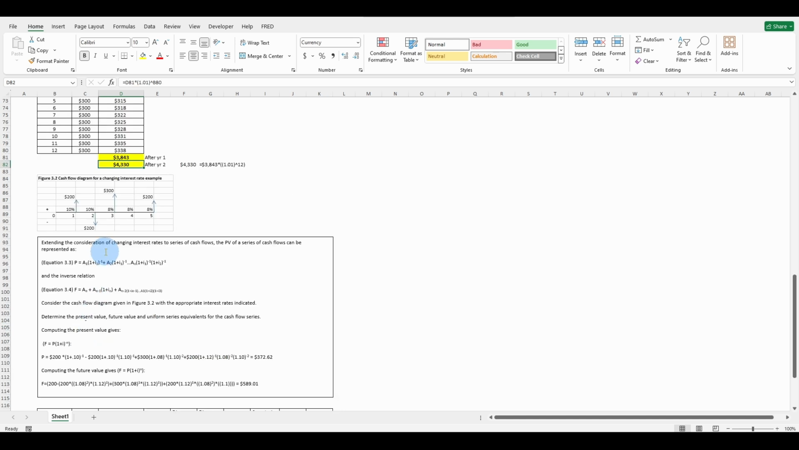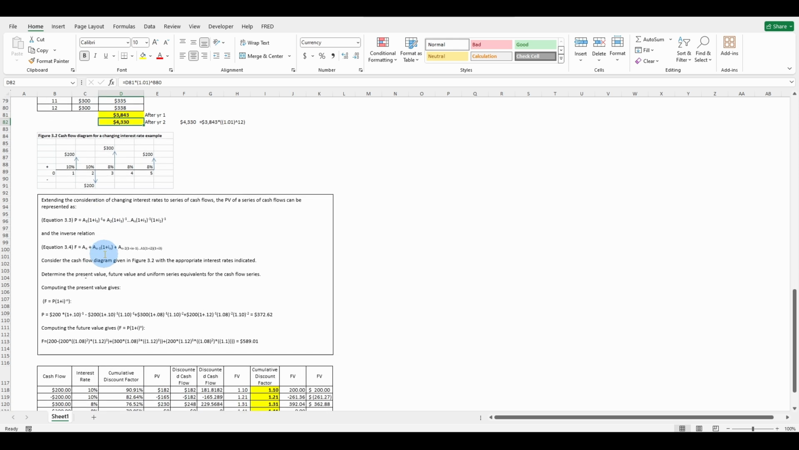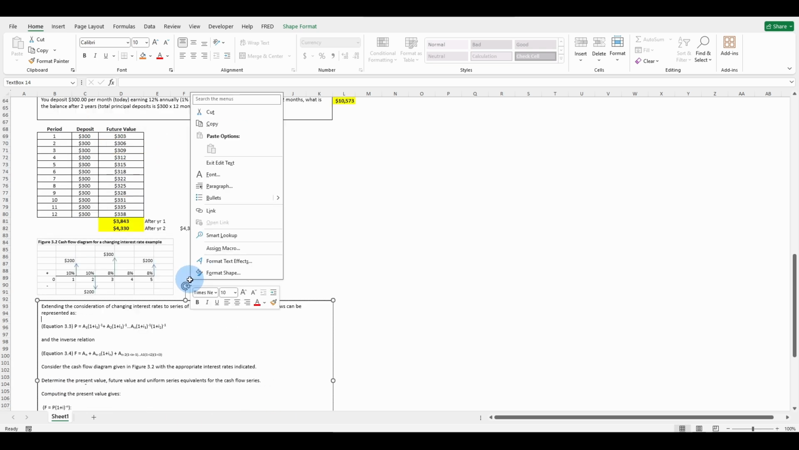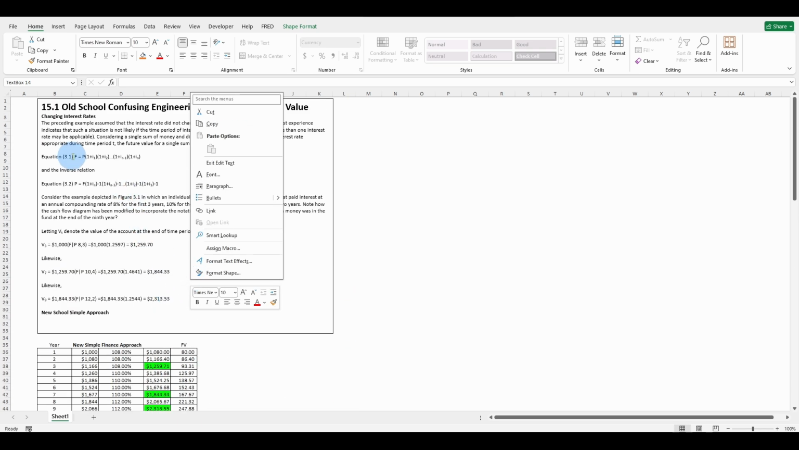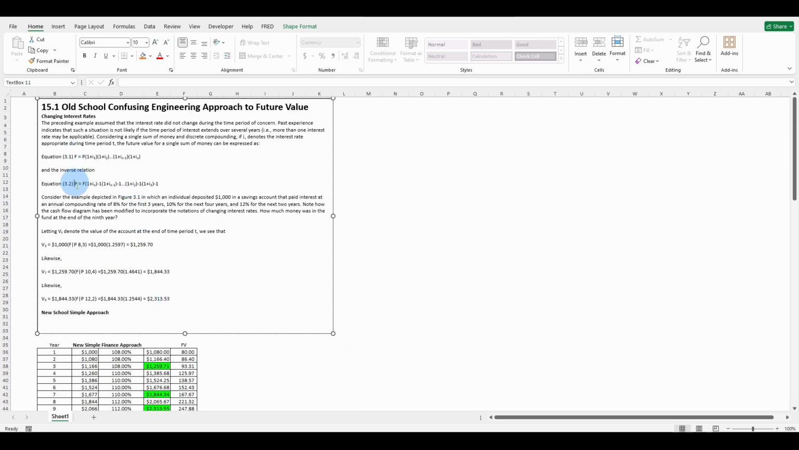Moving on, extending this consideration of changing interest rates to series of cash flows. The present value of a series of cash flows can be represented as, again, we have this hard to read formula. I'll say it's really hard to read because it's really hard to read. It's the same stuff we've been seeing time and time again. Then we have this even more difficult formula. This is just the present value, and the same thing up here. I didn't explain it that well. We've got the future value here, and then we have the present value here.